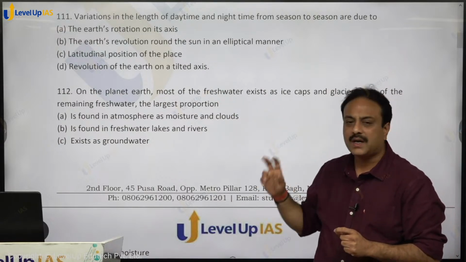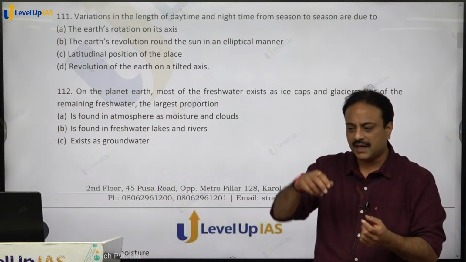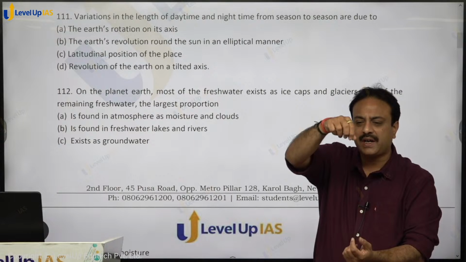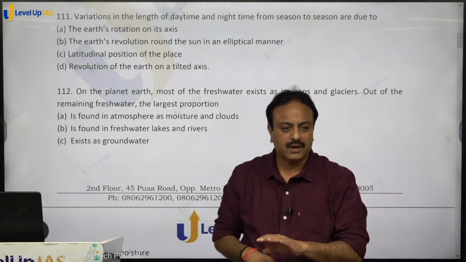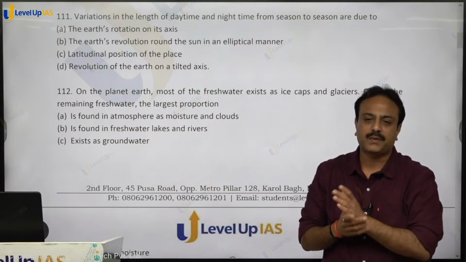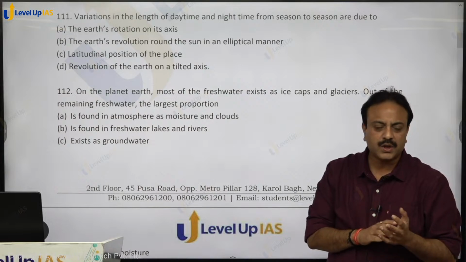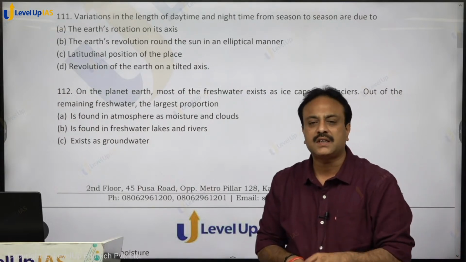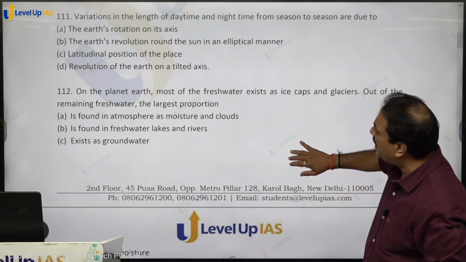If revolution of Earth would have been on an erect axis, 90-degree axis, and Earth would have been rotating as a complete sphere erected, then none of the poles would be inclined towards the sun or away from the sun. So no change of season would have taken place ever. So revolution of the Earth around the sun, and that too in a tilted manner, is the main reason for the change of season. So option D will be the correct.